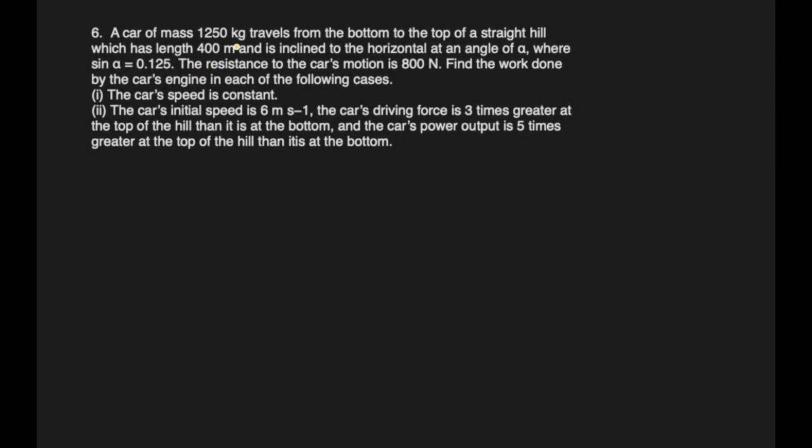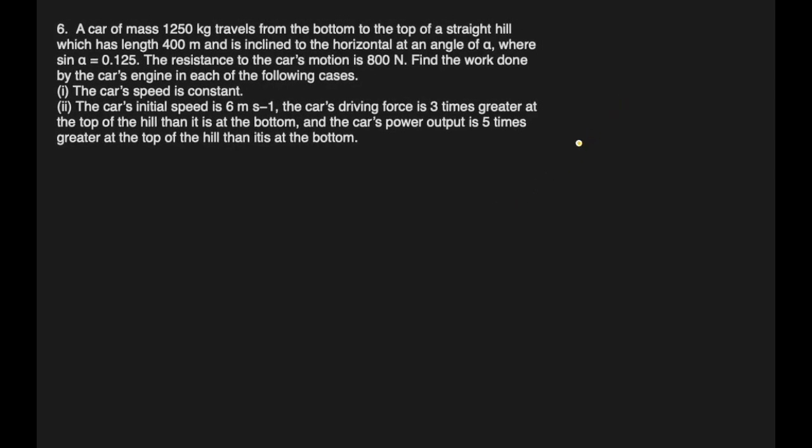Okay, let's go to question number 6. A car of mass 1250 kg travels from the bottom to the top of a straight hill. The hill is straight. We need to draw it. Let me draw it here. Mass is 1250 kg, and the hill has a length of 400 meters. That means this length is 400 meters, inclined to the horizontal at an angle of alpha.